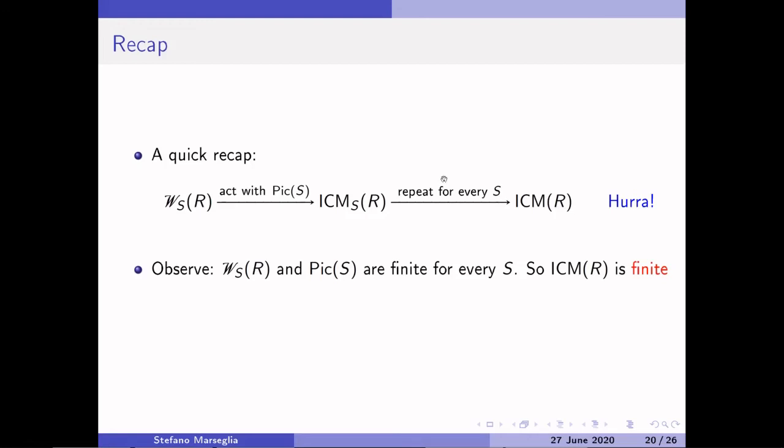Also, observe that by what I said, WS of R is necessarily a finite set. The Picard group is also a finite set. And this tells us that the ideal class monoid of R is also a finite set. And this was maybe not obvious at all from the initial definition. We were just taking all fractional ideals and modding out by isomorphism. And this is a proof that the ideal class monoid is a finite set. Cool, we have it.